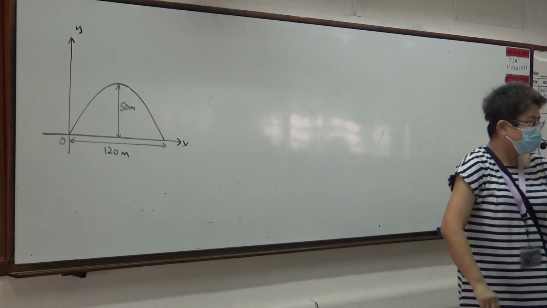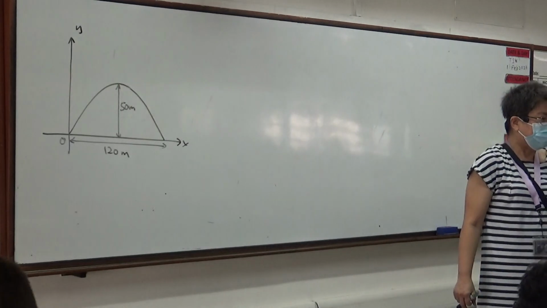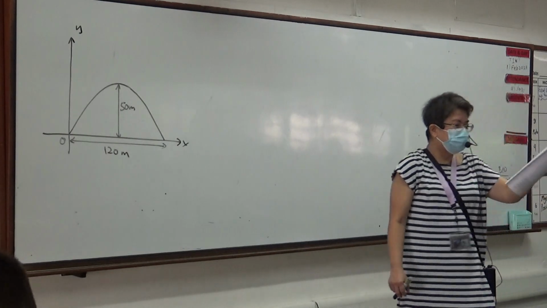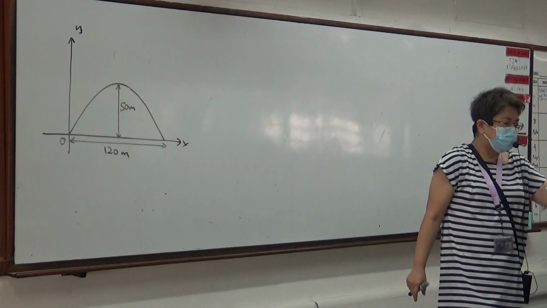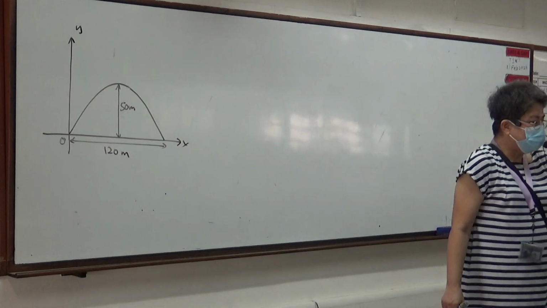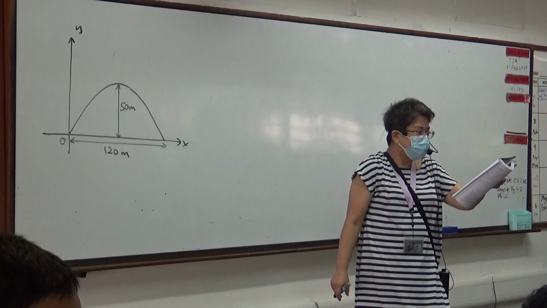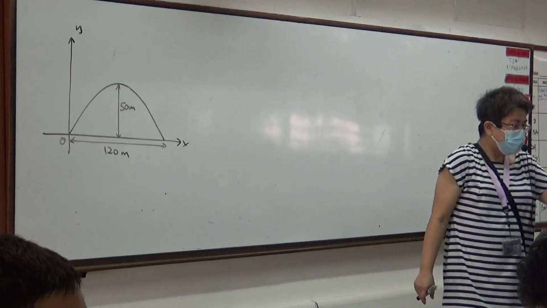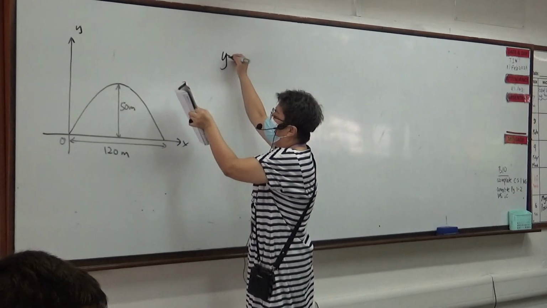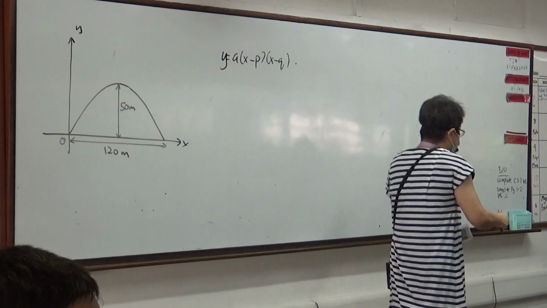Okay, understand? A curved arch that supports a bridge can be modeled by a quadratic function with its graph like that. In this model, x meters is the horizontal distance from O, and y meters is the height of the arch above the surface of the water. The arch is 120 meters wide, and its height is 50 meters in the middle. Write an equation, a quadratic function, in the form y equals a(x minus p)(x minus q) to represent the arch.